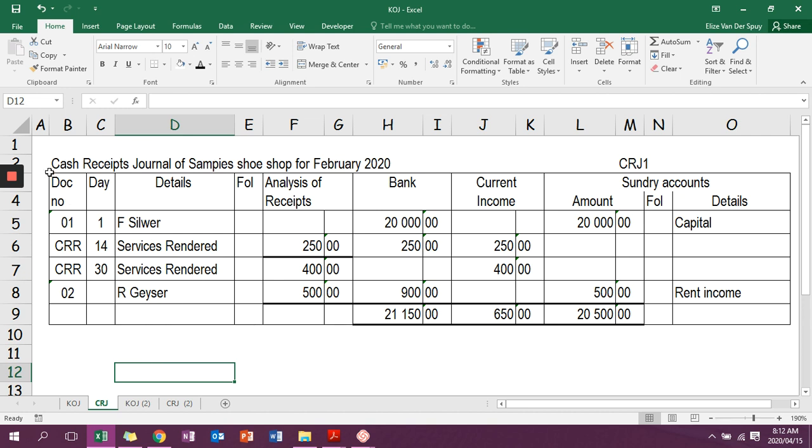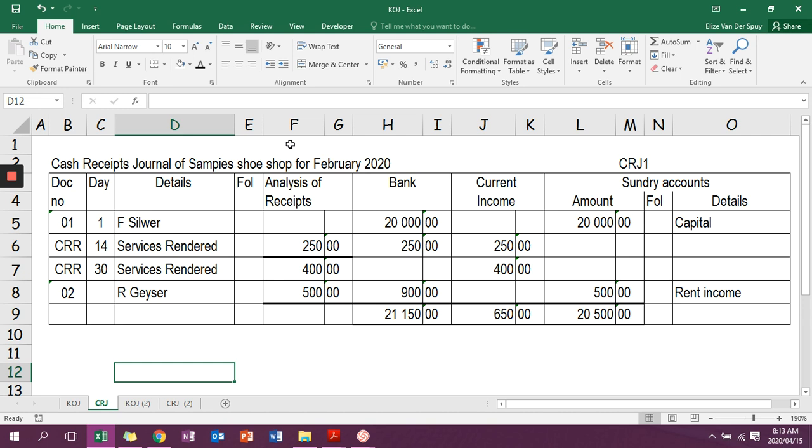Alright, so first of all, we are going to take a look at the cash receipts journal. So we know that we're busy working with the CRJ. We are taking a look at Sampie's Shoe Shop, so the name of the business. And then this is for February 2020, so the month and the year.